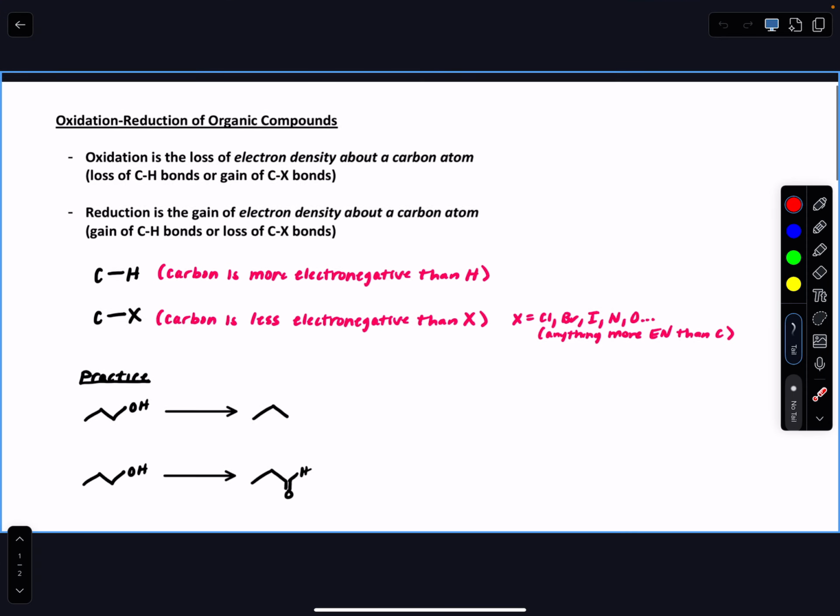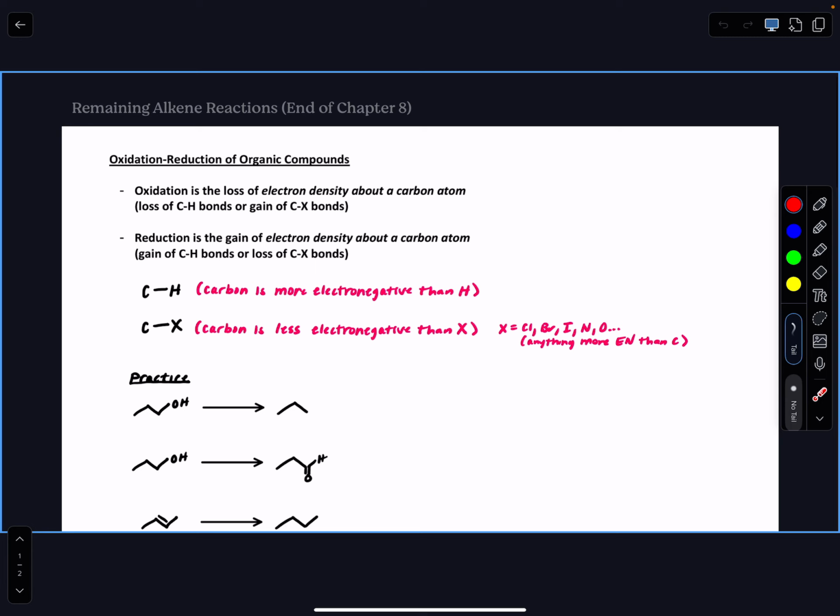Okay, so let's finish the alkene chapter. So I think before we finish, because the last few reactions have to do with oxidation, I want to talk a little bit about how you interpret oxidation reduction reaction in organic chemistry.